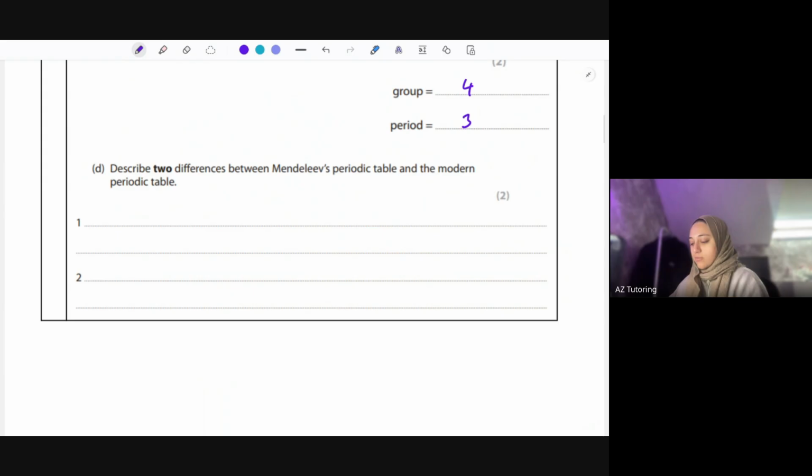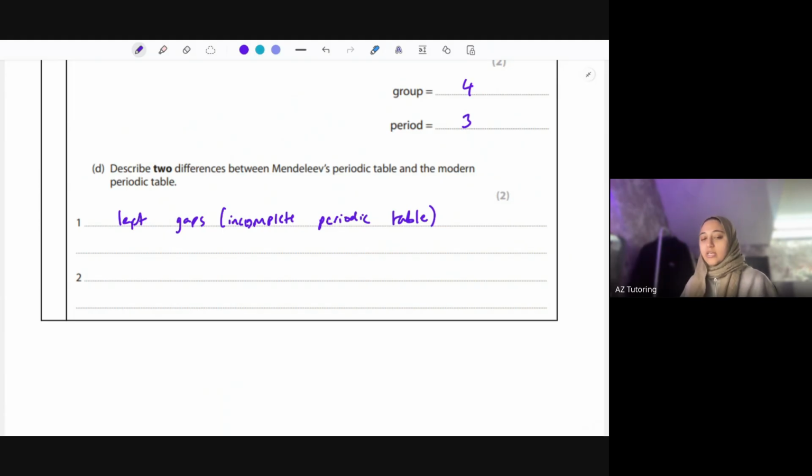Describe 2 differences between Mendeleev's periodic table and the modern periodic table. So Mendeleev, the biggest thing he did was he left gaps. At the time of Mendeleev, a lot of the elements hadn't been discovered yet. But rather than just putting whatever they had discovered all together, he left gaps, assuming that they will soon be discovered and then fill in them gaps. So he had basically an incomplete periodic table. Okay, so that's one difference.